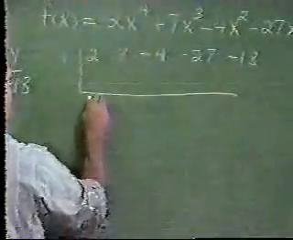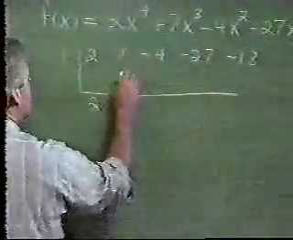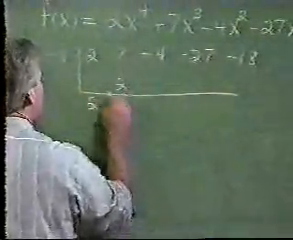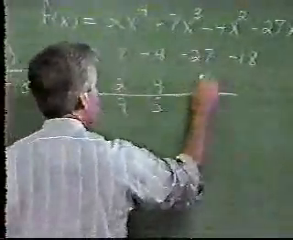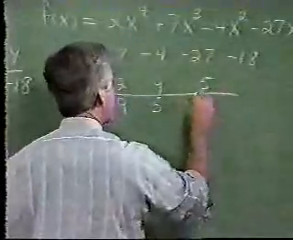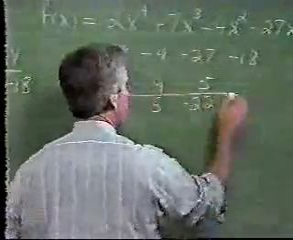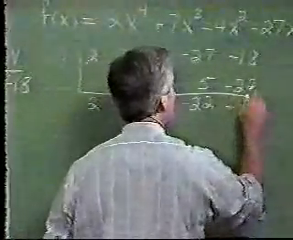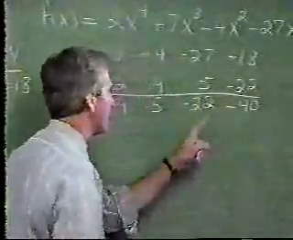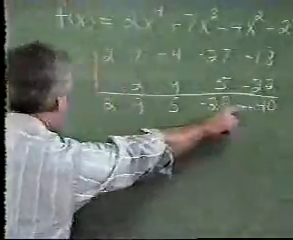That's an important thing to look for when doing synthetic division. All right, the process looks like this. Bring down the 2. 1 times 2, 2. 7 and 2, 9. 1 times 9, 9. 9 with negative 4, 5. 1 times 5, 5. With negative 27 is negative 22. 1 times negative 22, negative 22. And together here we get negative 40. That means that f of 1 is negative 40.